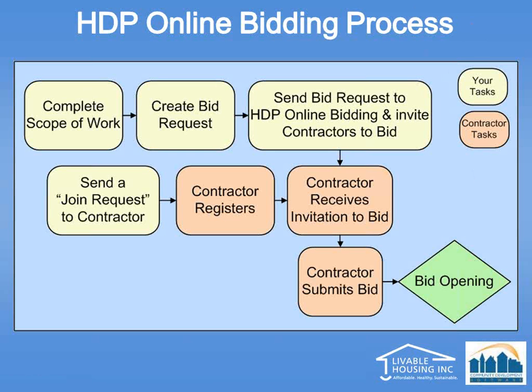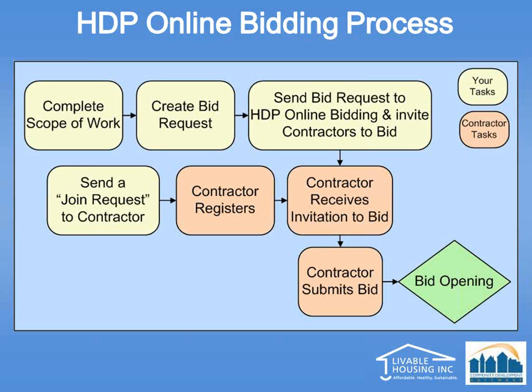It starts with your having completed a scope of work that you want to bid out. And in HDP, we have a new function now with the more recent versions of HDP around bidding that we call creating a bid request. And this is essentially how you set up a bid and set it up in a way that allows contractors to submit bids to you. And we're going to go over that process in a moment.